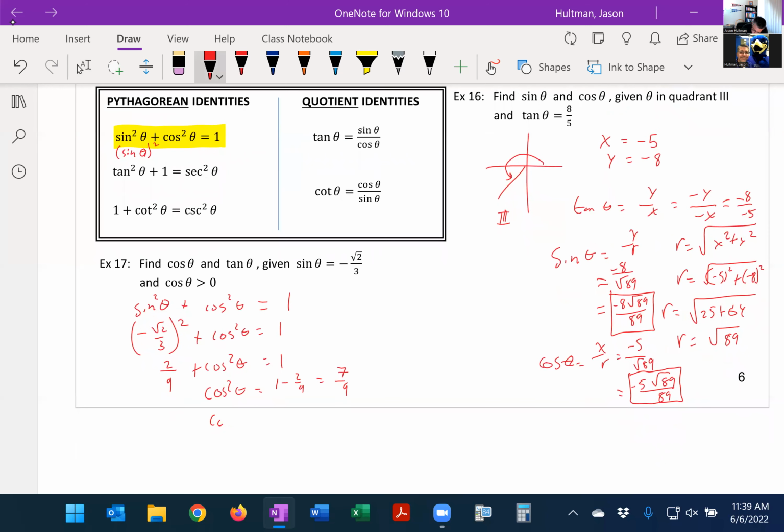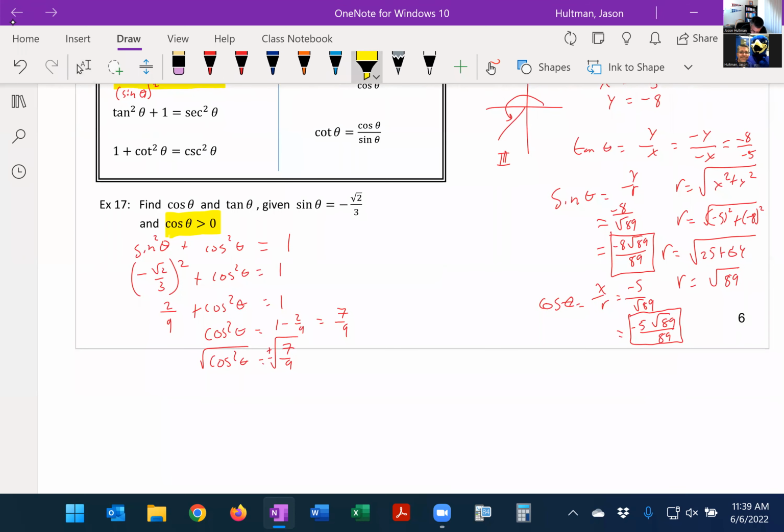And now what I'm going to do is I'm going to take the square root of both sides here. Okay, I would have a plus or minus. However, they are telling me that cosine has to be a positive number. That's what that is there. So we know that cosine has to be a positive number, so we can drop that plus or minus because we don't need the minus. It's just going to end up being positive. So cosine theta is equal to the square root of 7 over the square root of 9, which is 3. So cosine theta is equal to square root of 7 over 3.